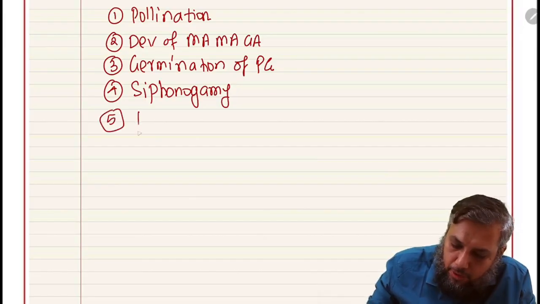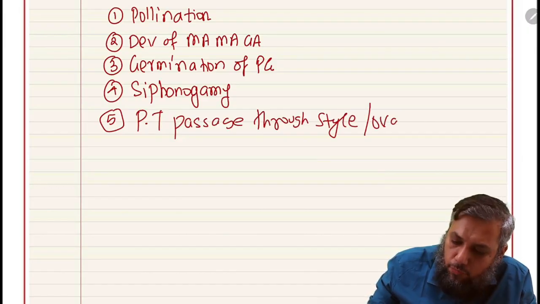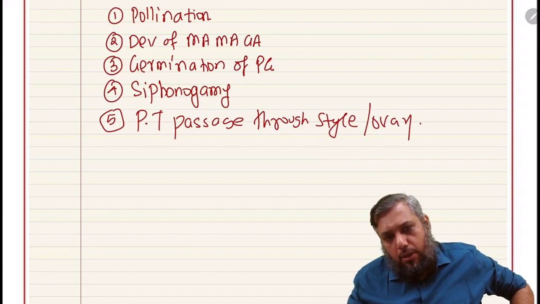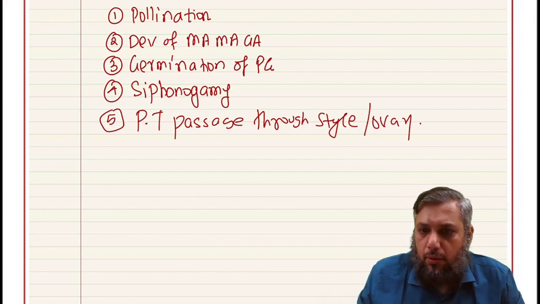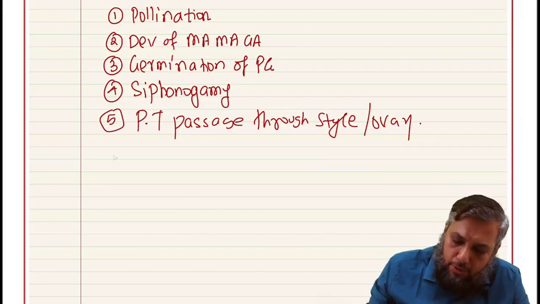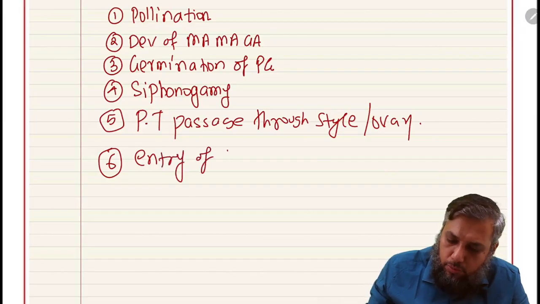Then the pollen tube will make its passage through the style, the stigma, and the ovary. It's a chemotactic movement which is influenced by calcium boron ion concentration gradient, and the pollen tube will be directed towards the ovule. Then there will be the entry of the pollen tube into the ovule.